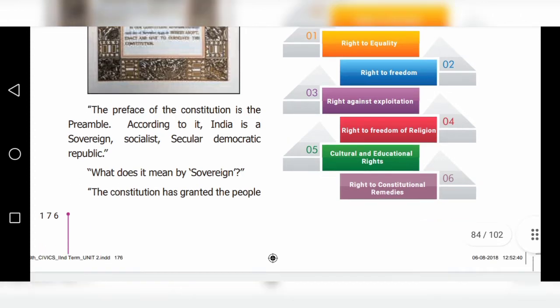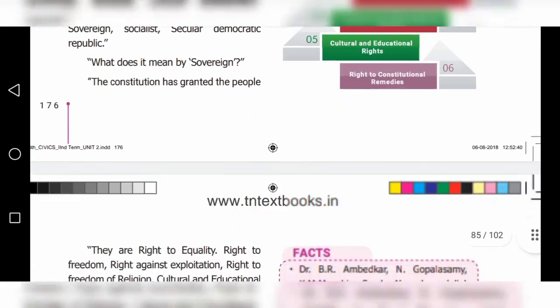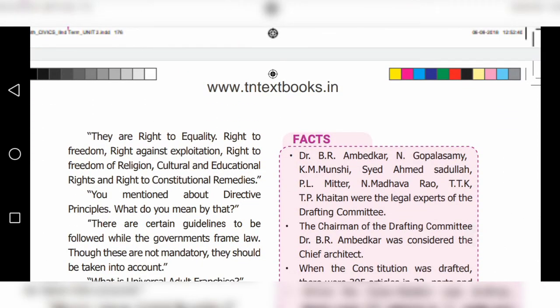Fifth one, cultural and educational rights. Each religion has a different culture, and each state has a different culture. So they can follow their own culture and have educational rights. Sixth one, right to constitutional remedies. So these are the six fundamental rights: right to equality, right to freedom, right against exploitation, right to freedom of religion, cultural and educational rights, and right to constitutional remedies.